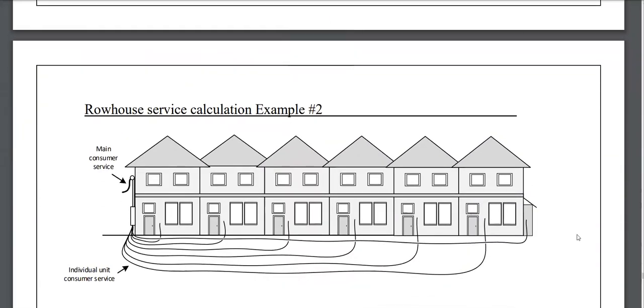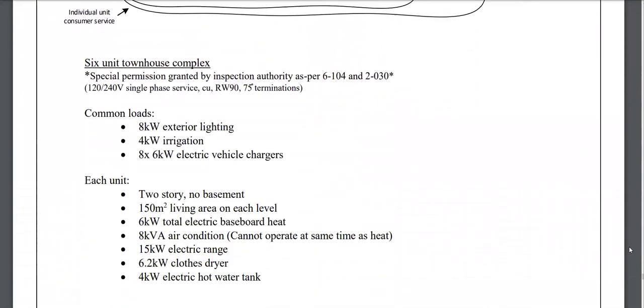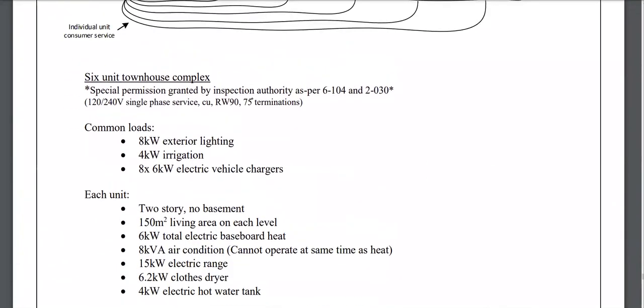Let's do one more example with a Rowhouse service. This one's a 6-unit Rowhouse complex, and we've got special permission granted by the inspection authority as per 6104 to do this. I'll let you take down the relevant information, calculate out the main service conductor and the service conductor or consumer service for each unit, and then unpause the video.